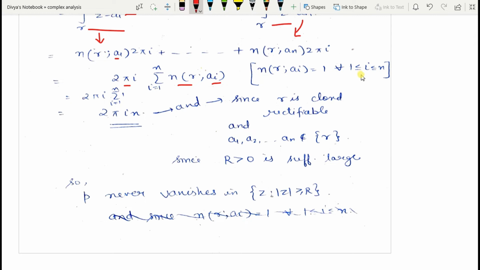Now this index of gamma with respect to ai is 1, for all i from 1 to n.